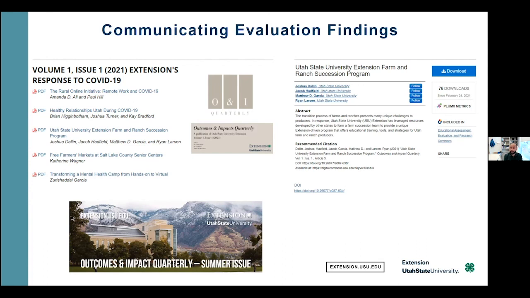And this is quarterly. So whenever you conduct your evaluation, always consider that you can submit it in Outcomes and Impact Quarterly. And we take submissions year round.